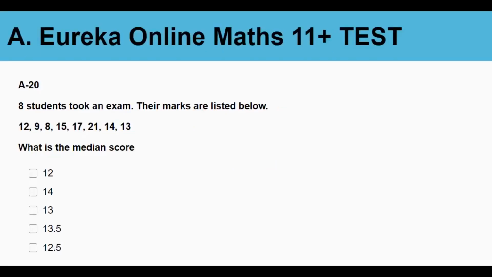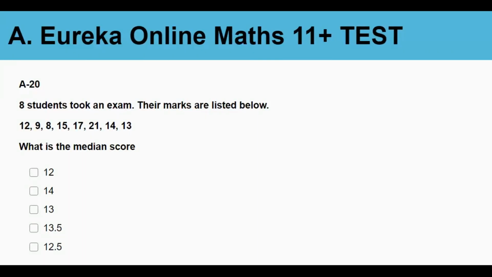Eight students took an exam. Their marks are listed below: 12, 9, 8, 15, 17, 21, 14, and 13. What is the median score? This question is about the median score.